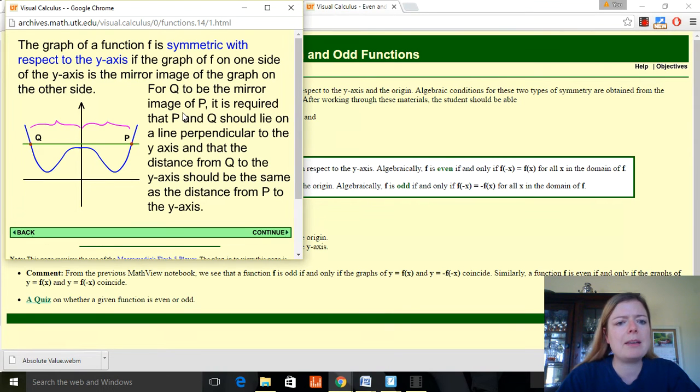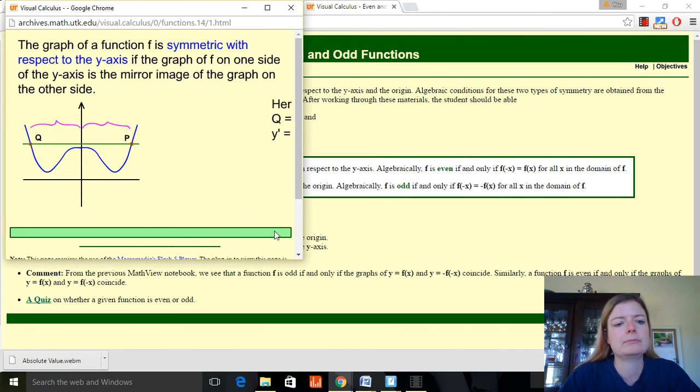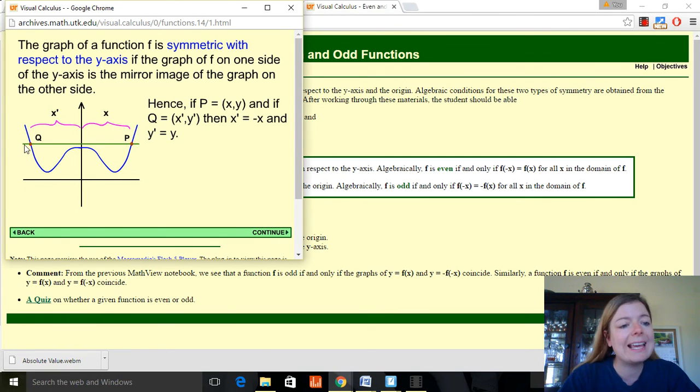For Q to be the mirror image of P, it is required that P and Q lie on a line perpendicular to the axis and at the same distance from it. What this basically means is that P is the same distance from the y-axis as Q is from the y-axis. So if P is (x, y), then Q would be (-x, y). They would have the same y value because they're at the exact same height, whereas the x value would just be the negative version of x. So there are 2 points that are symmetric there.